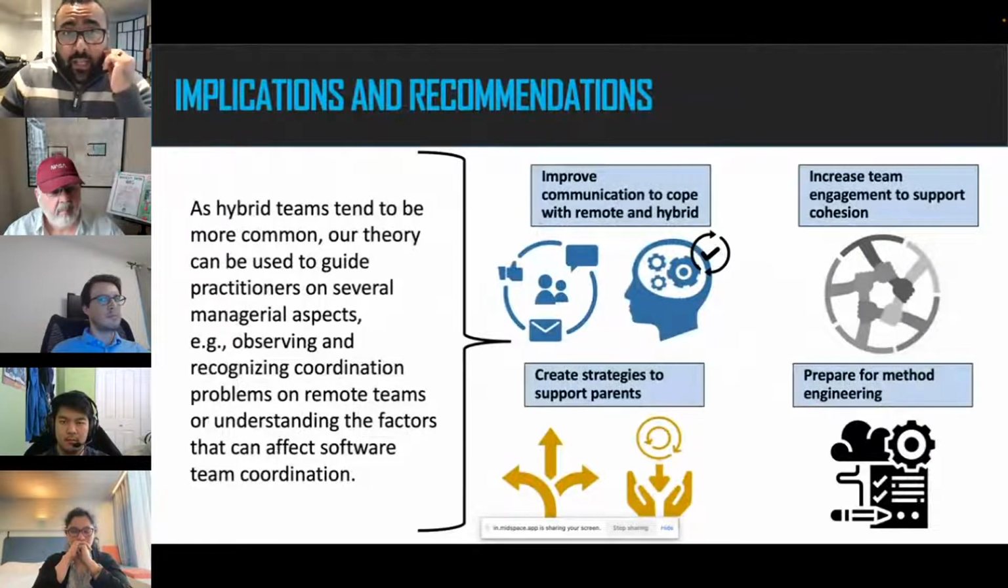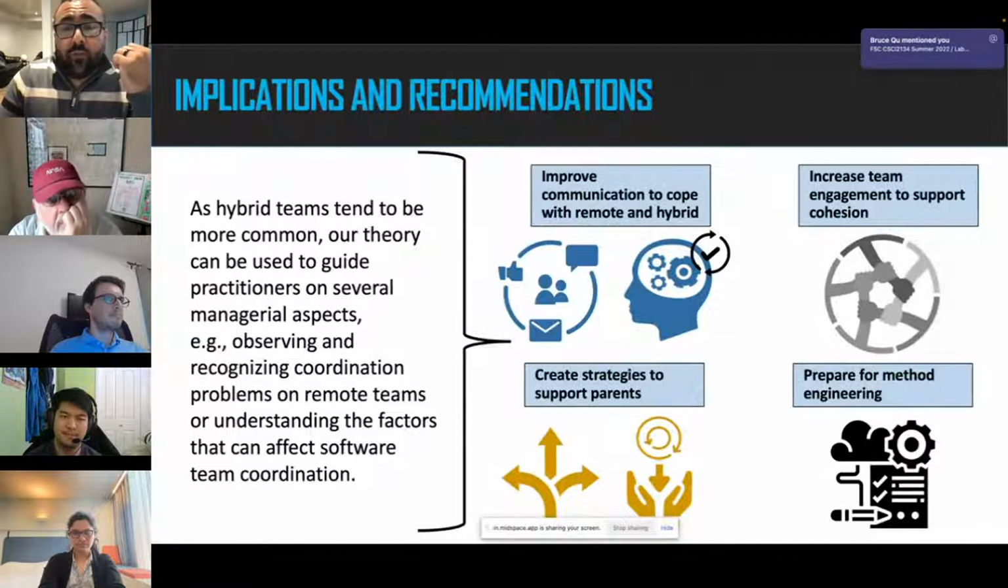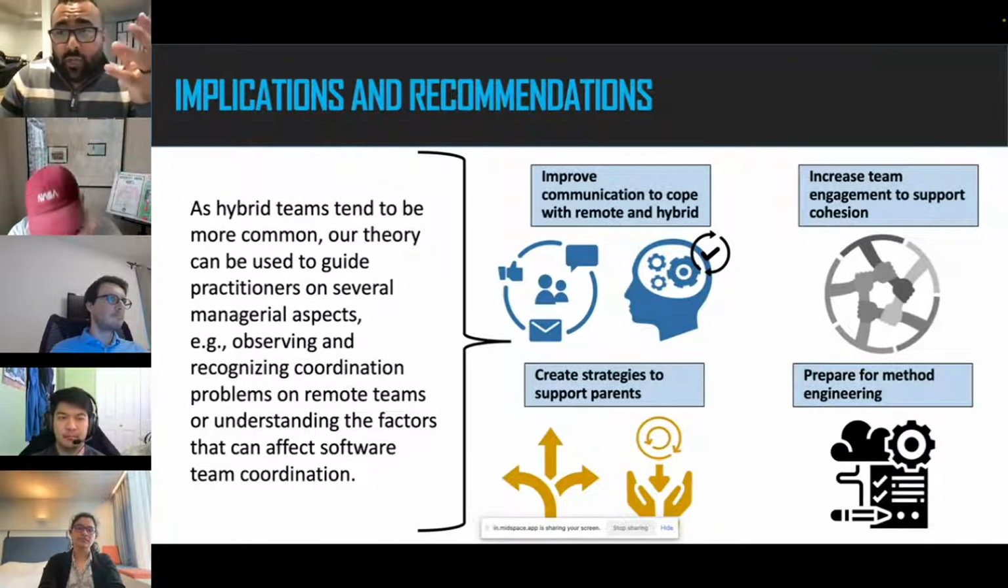Our implication is that as hybrid and remote-first teams tend to increase after the pandemic, we need strategies that can support software projects to keep going, and our theory is one step toward this. We suggest improving communication to cope with remote and hybrid teams, so that more asynchronous information is available to the team. We need creative strategies to support parents, because parenting can be one of the risk factors in this scenario. We need to be prepared for method engineering or re-engineering, not being afraid of changing practices if necessary. And we need to increase team engagement and support cohesion.